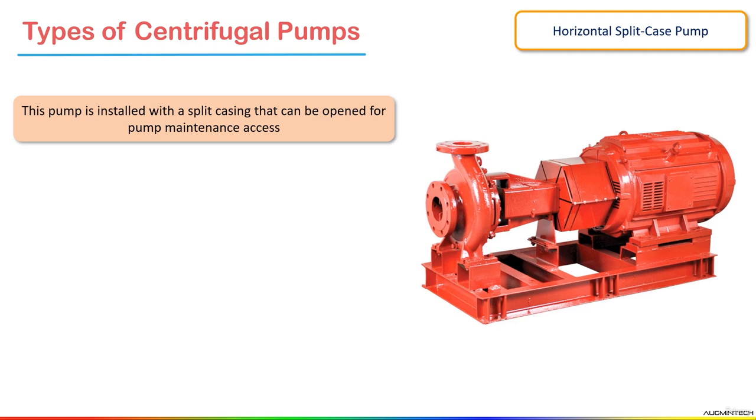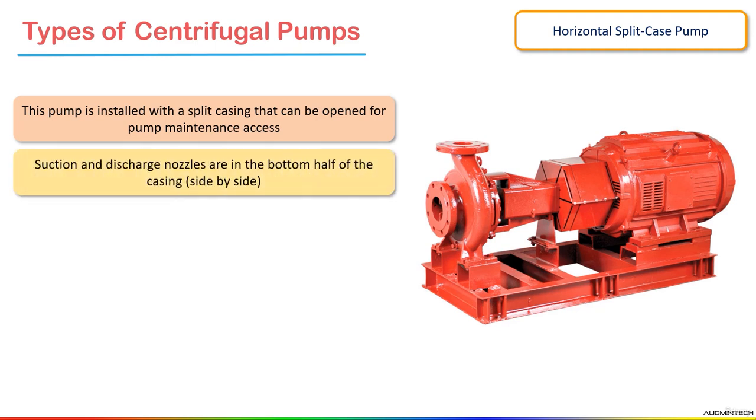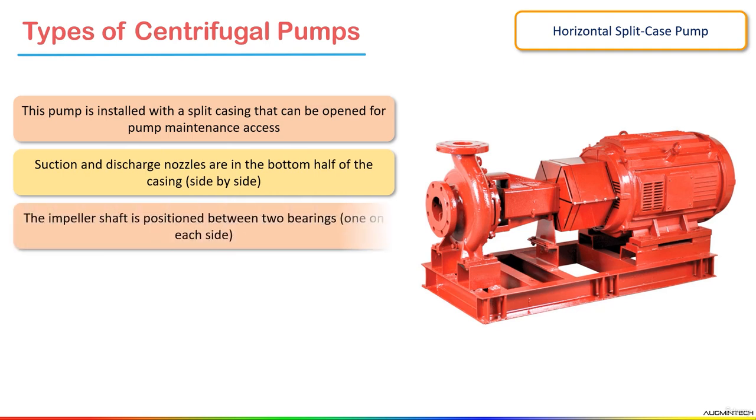However, these also typically need the most space of all types of fire pumps. Now, in this horizontal split case pump, suction and discharge nozzles are in the bottom half of the casing, side by side. The impeller shaft is positioned between two bearings, one on each side.